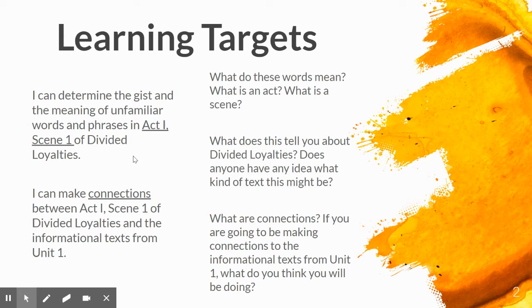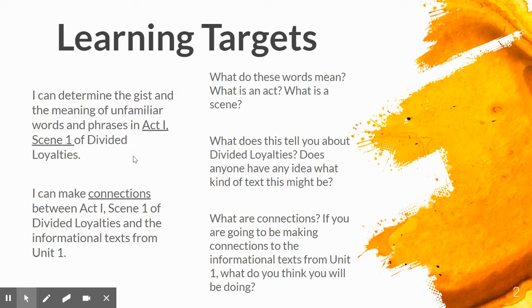I want you to think about that. What is an act and what is a scene? So an act is a big section of a play, and a scene is a small section within the act. Okay, so what does this tell you about divided loyalties? Do you maybe have an idea of what text this might be? This is a play. So think about connections, this next learning target.